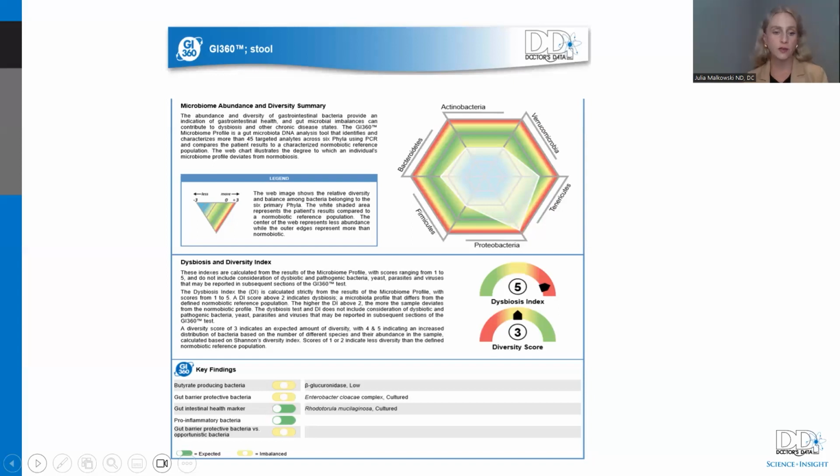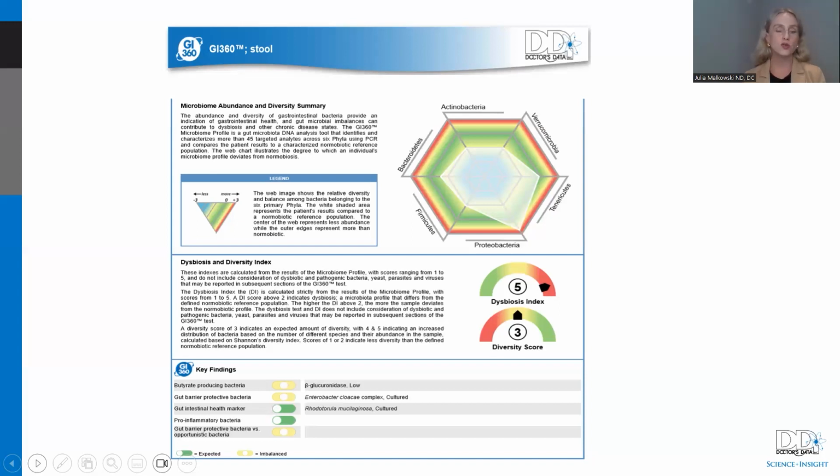The next piece of information we have is the gut intestinal health markers, and that is within range for this patient. The pro-inflammatory bacteria are in range for this patient as well. And then the last piece of information we have is that balance between the gut barrier protective bacteria versus the opportunistic. So we know the gut barrier protective bacteria are outside the reference interval, and we know that the opportunistic bacteria are elevating. So we want to bring this patient back into balance.